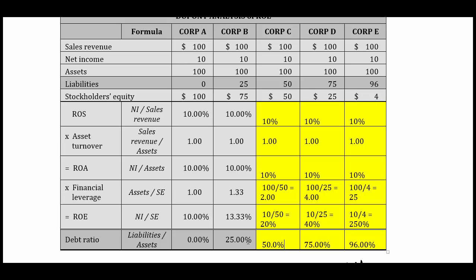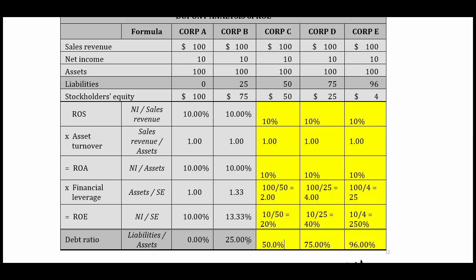You have no idea? They have higher liabilities and lower stockholders' equity. So the more liabilities that you have, because you can track it right here in the debt ratio below, the higher your return on equity.